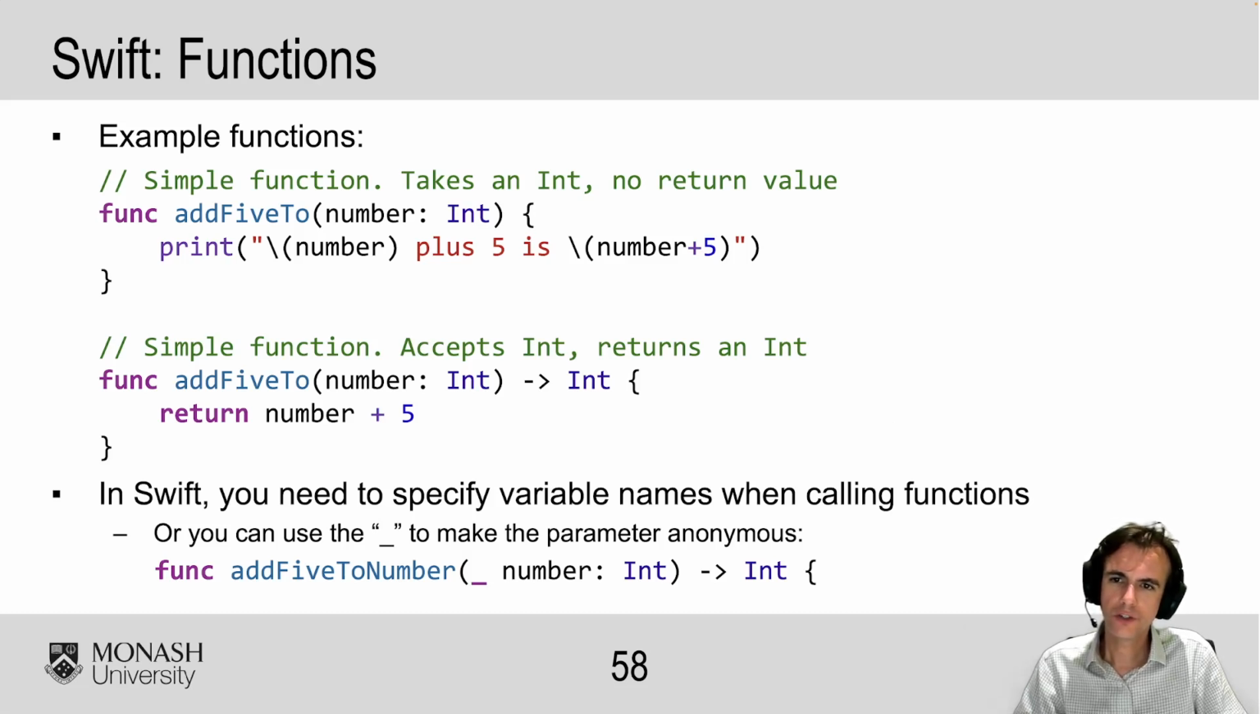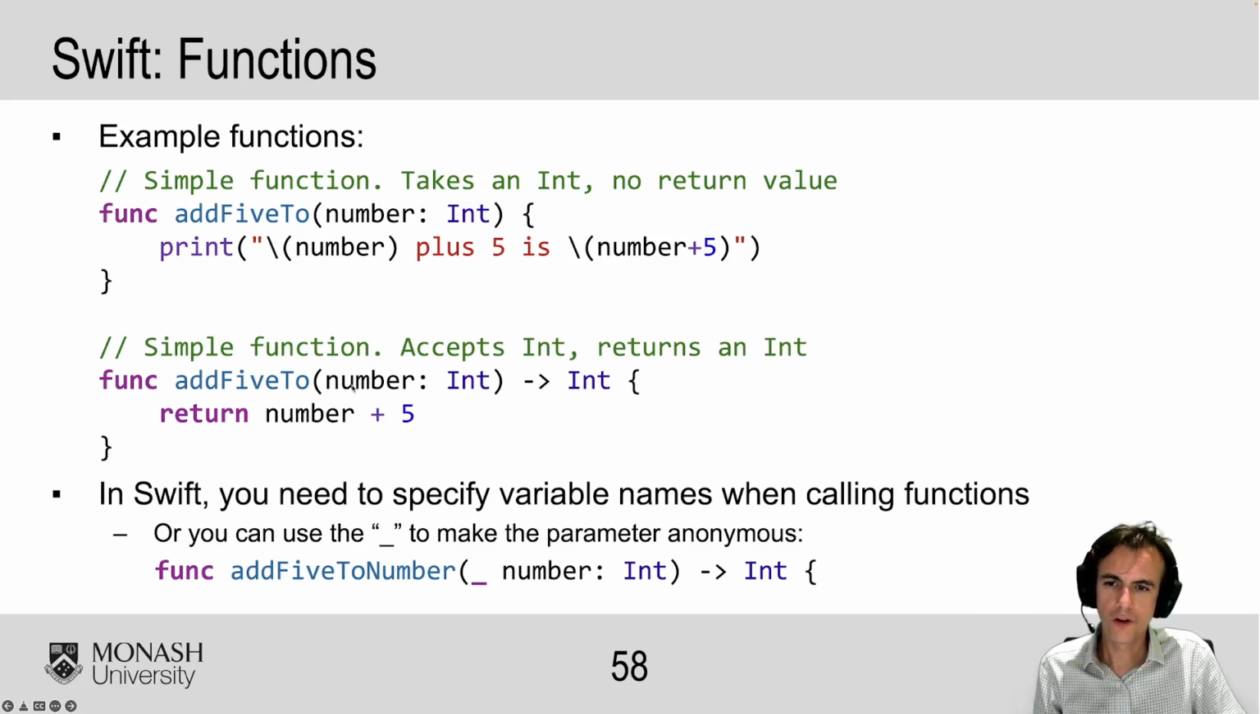We have functions in Swift. They look fairly standard. You have to specify the type of each of the parameters. If you want a return value, this one has no return value, so it doesn't require and can't have any return statement. This one has a return value that's an Int, and the compiler will enforce that we have return statements from this function.